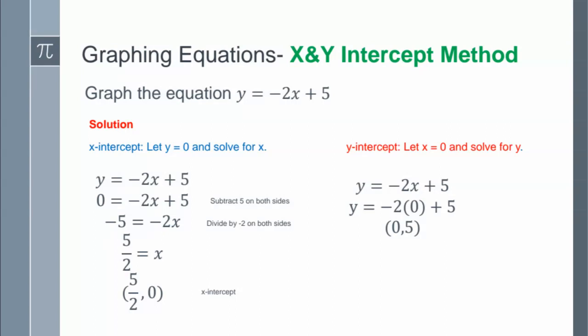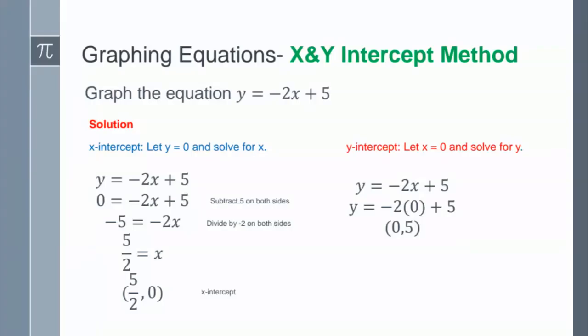Now let's find the y-intercept. The y-intercept will be easier because the y is already isolated. So all we do is plug in 0 for the x. When x is 0, negative 2 times 0 gives us 0, so the y will be 5. So it's going to be 0, 5. So 5 halves, 0 will be my x-intercept, and 0, 5 will be my y-intercept.